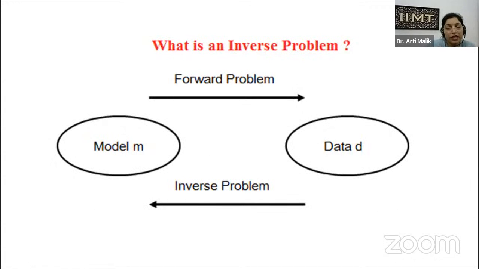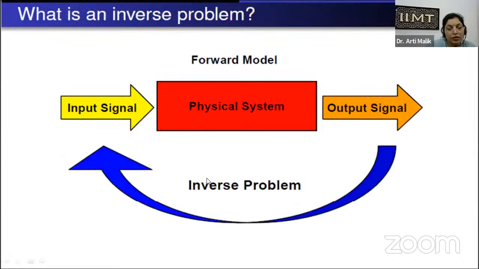In the figure, if model M is given, we can find the data using the physical model. This is known as the forward problem. And if we know the data and we have to find the model, this is known as the inverse problem. Next, in input and output terms, if we give the input signal and use the physical system, then we get the output signal. This is the forward model, and if we get the output signal and we have to find the input signal using the physical system, then this is known as the inverse problem.